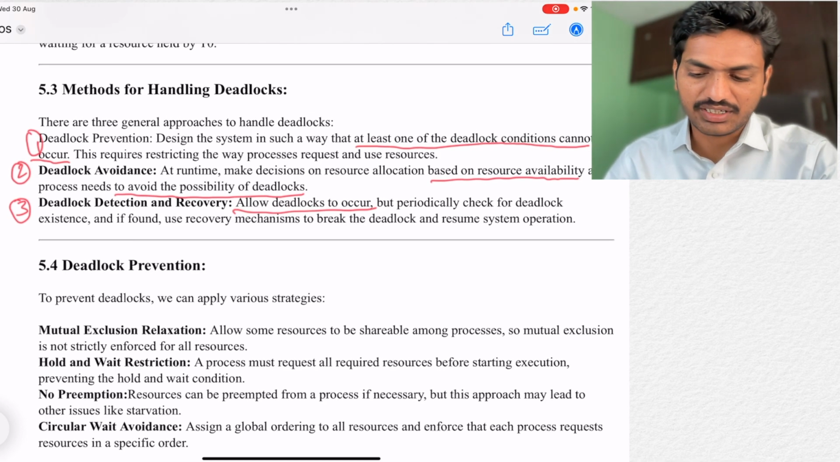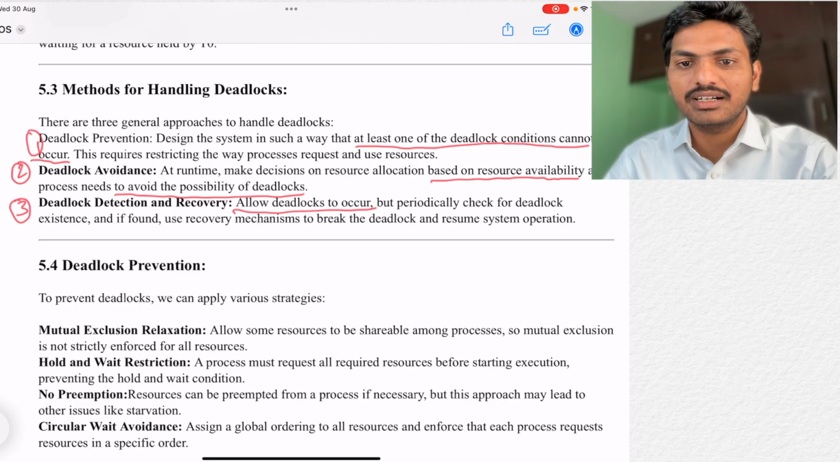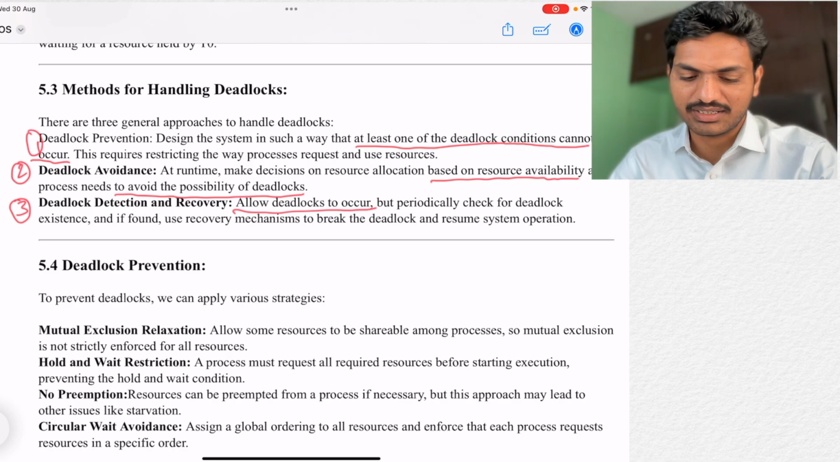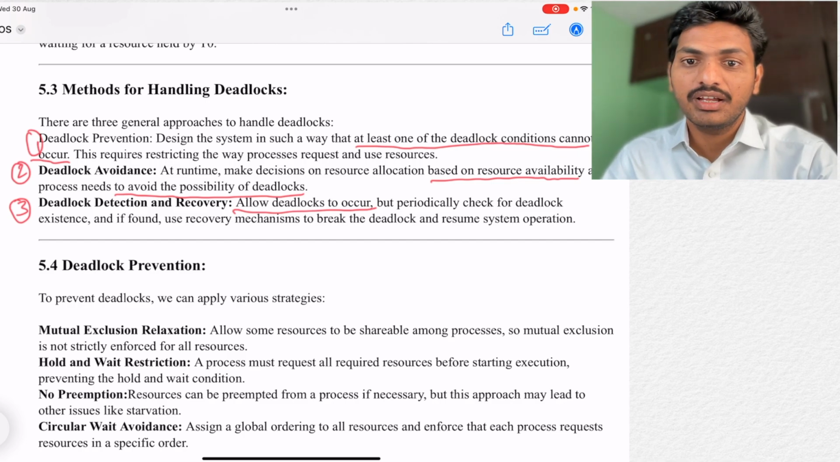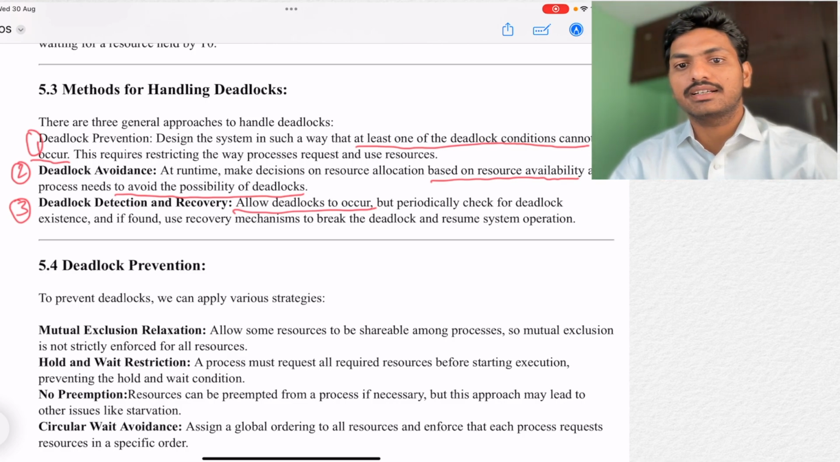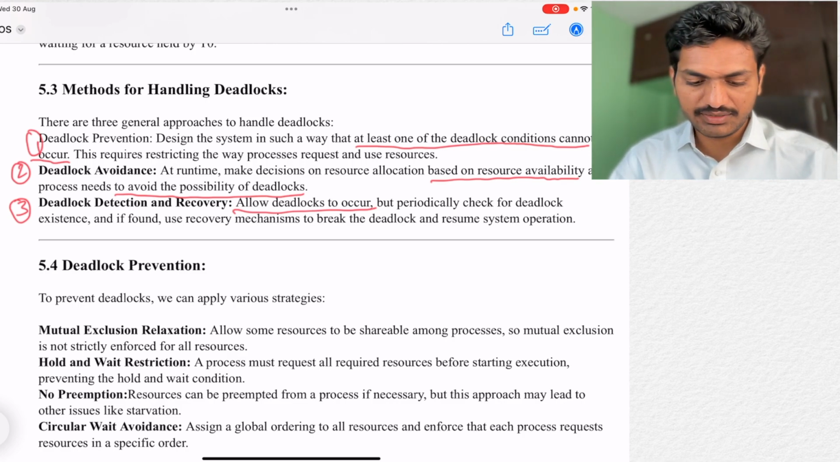Periodically check for deadlock existence. For every few minutes, we need to check whether there is a deadlock or not. Okay. If you find the deadlock, we need to use some recovery mechanisms for resolving the deadlock.